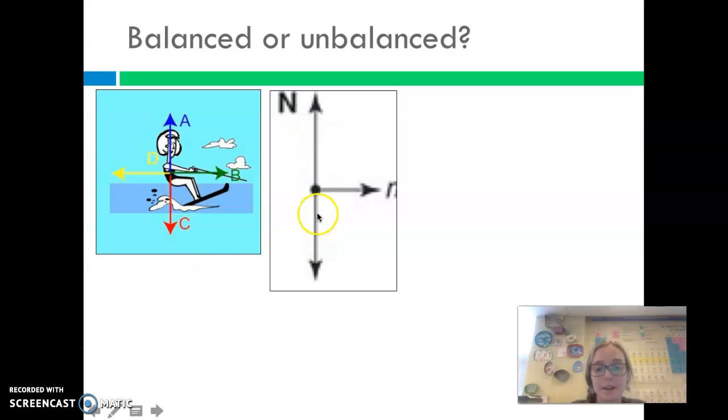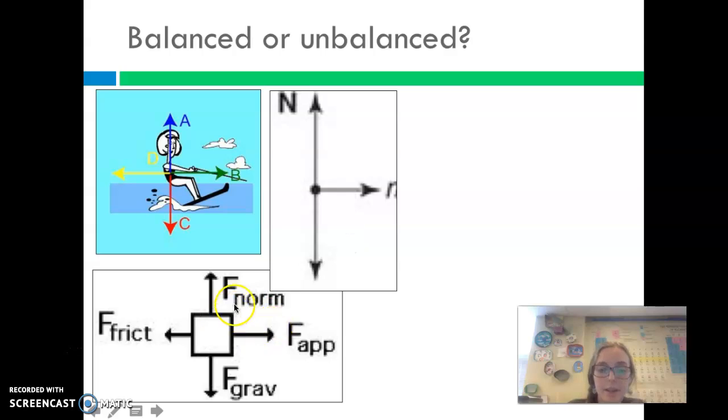Here, are these balanced or unbalanced? It is unbalanced going towards the right. There is no force going to the left counteracting it. This one here, our normal force and force of gravity cancel out. We have a little bit of force of friction, but even more force applied towards the right. So therefore, they do not cancel out, and we have an unbalanced force going towards the right.